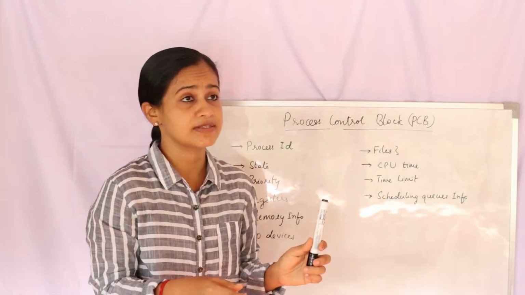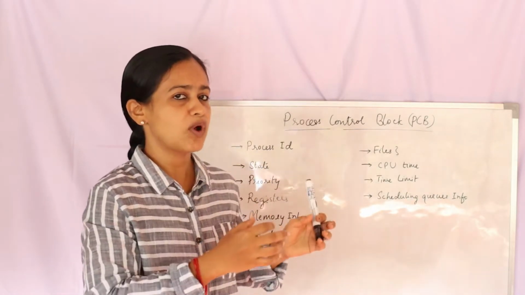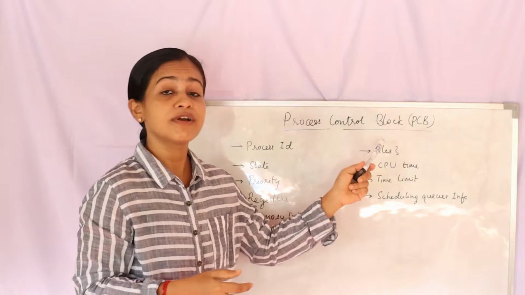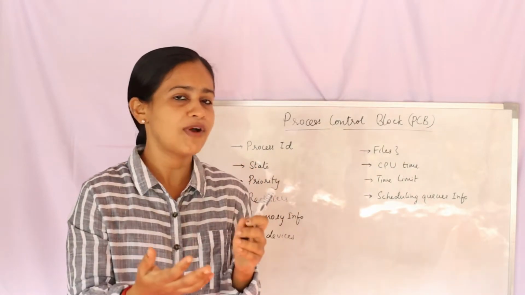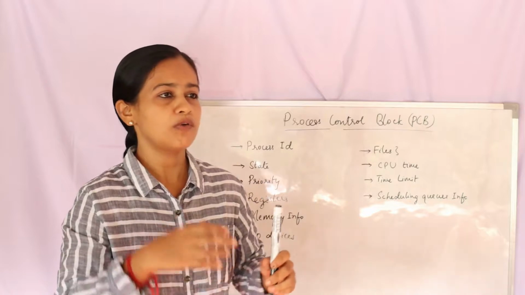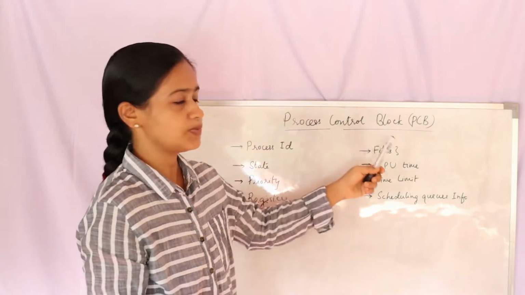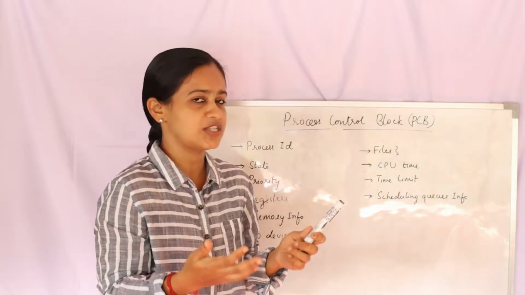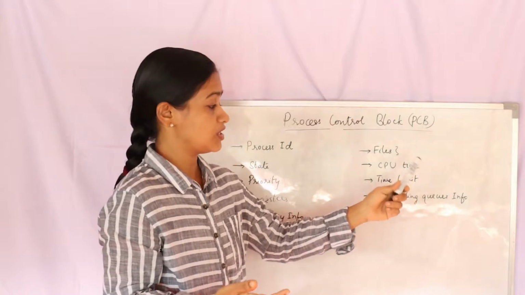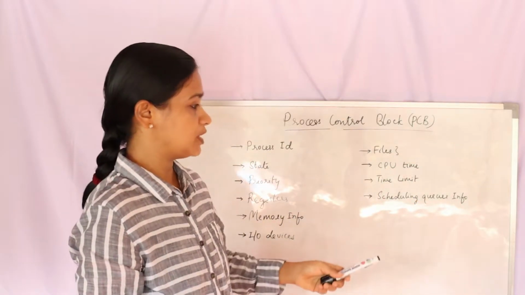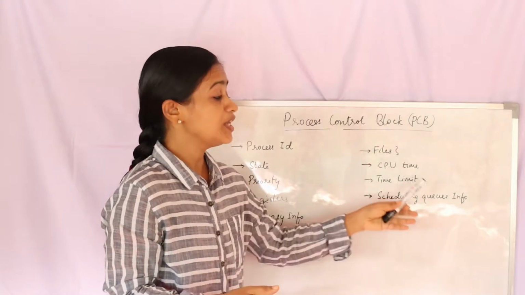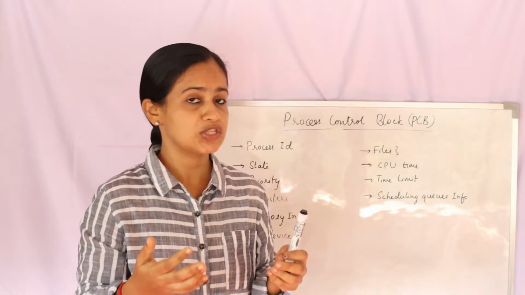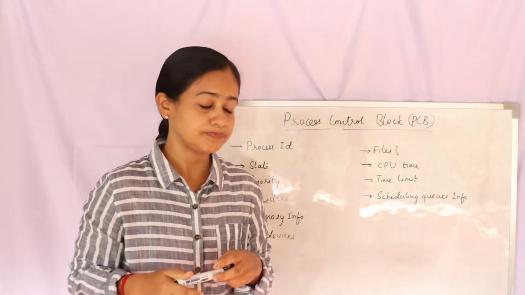Then I have I/O devices. What are all the I/O devices required by this particular process? That detail is present here. Then I have file related information. What are all the files opened up by this process? Or what are all the details about those files? That is present here. Then I have CPU time. How much CPU time is this process taking? That information is present. Then we have time limit associated with the process. Then I have scheduling queues. Some details about scheduling queues and various scheduling parameters are also present in the PCB.